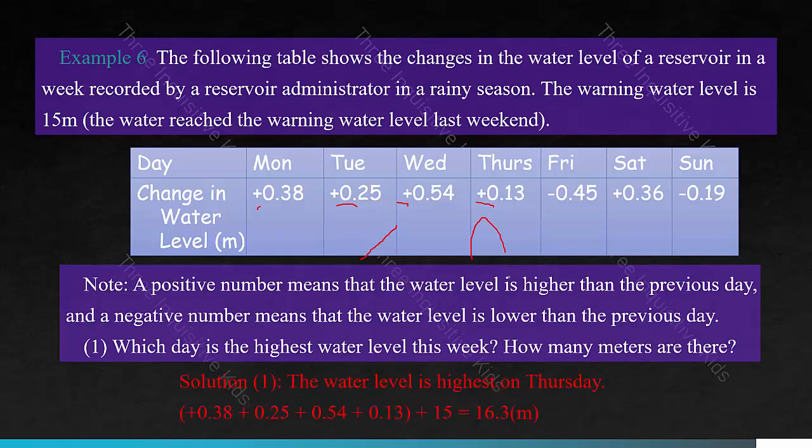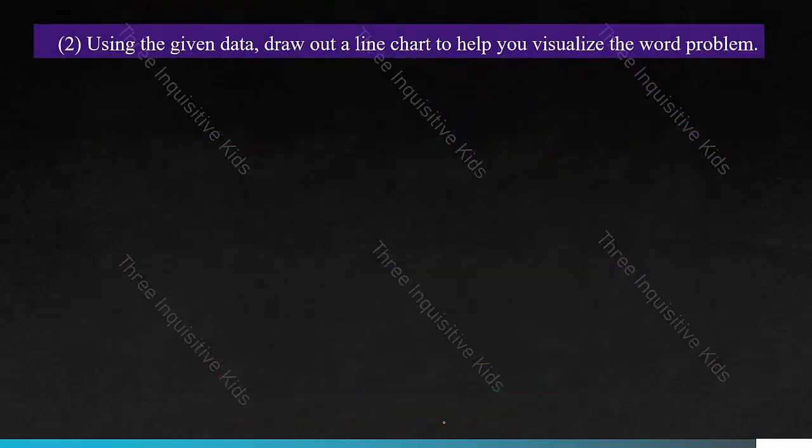And in total on Thursday, we're going to add these 4 numbers together from Monday, Tuesday, Wednesday, and Thursday to get 16.3 meters. And we're adding 15 to it also, because the original water level was 15 meters. Using the given data, draw out a line chart to help you visualize the word problem.